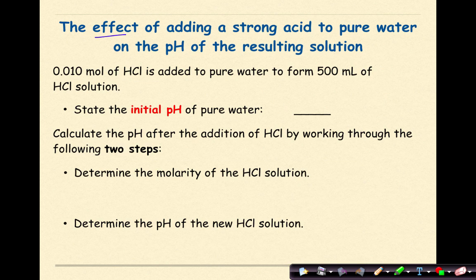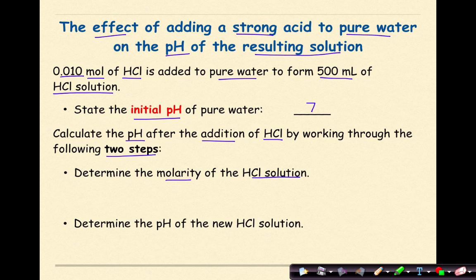The effect of adding a strong acid to pure water on the pH of the resulting solution. 0.01 moles of HCl is added to pure water to form 500 milliliters of hydrochloric acid solution. State the initial pH of pure water, which of course we know is 7. Calculate the pH after the addition of HCl by working through the following two steps. Determine the molarity of the HCl solution and then determine the pH of the new HCl solution.